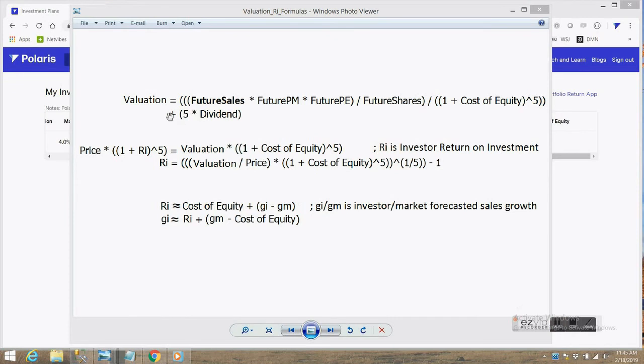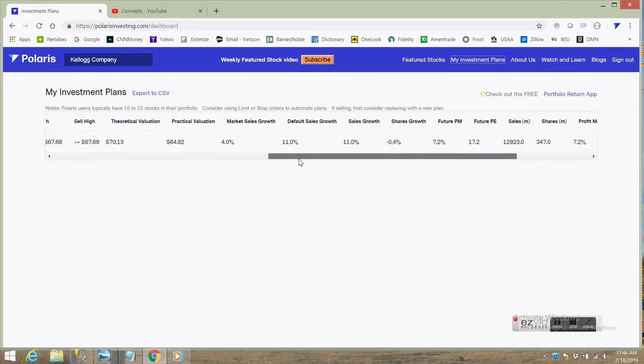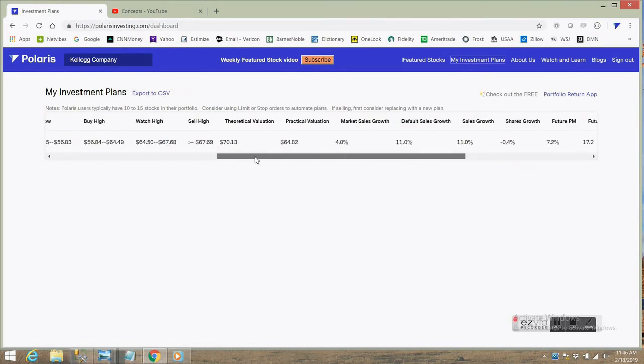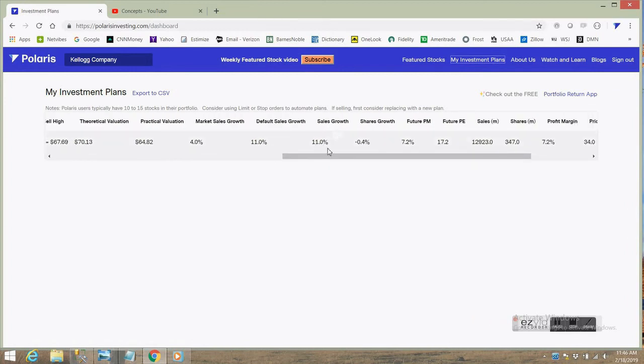All right, with that background on the valuation formula, let's go to Kellogg's and look at the values that are provided and see how we would actually calculate the theoretical valuation. So you would take future sales. Again, the sales slider is shown here, 11%. So you take 1.11 to the 5th power, and that gives you the growth over the next 5 years. You multiply it by the current sales, so that gives you future sales. You take that and multiply it by the future profit margin, which gives you future earnings.